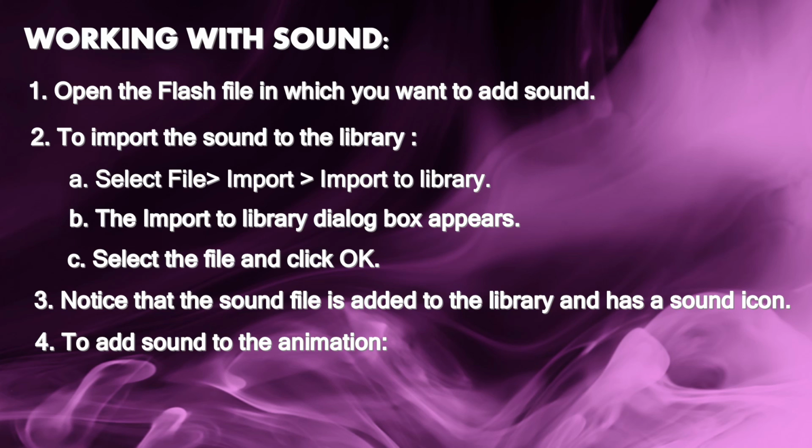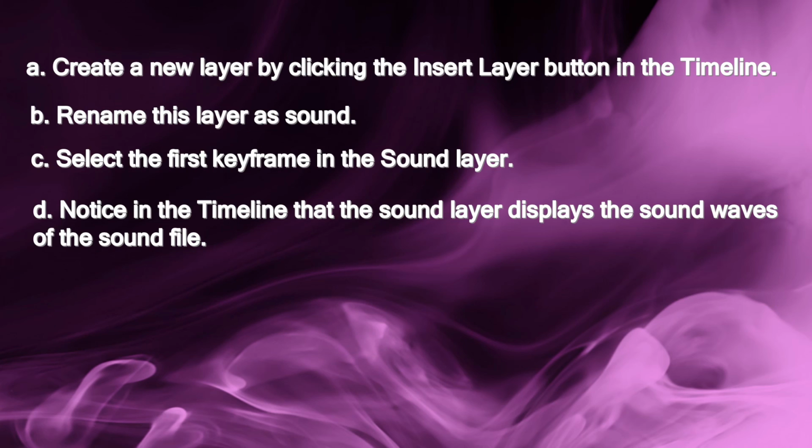To add the sound to the animation, create a new layer by clicking the Insert Layer button in the timeline. Rename the layer as Sound. Select the first keyframe in the sound layer. Notice in the timeline that the sound layer displays the sound waves of the sound file.